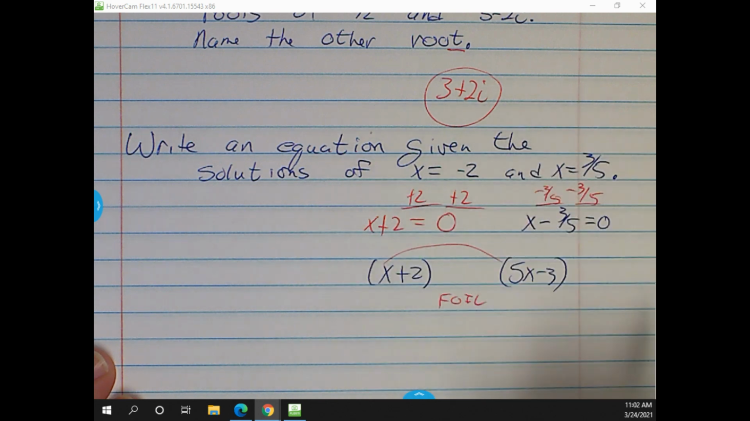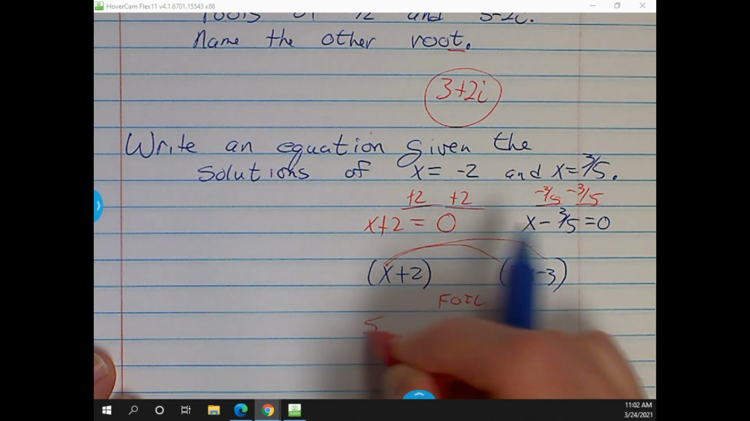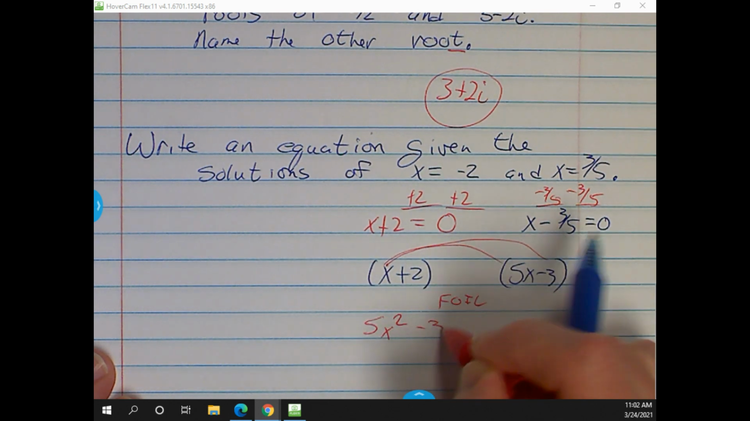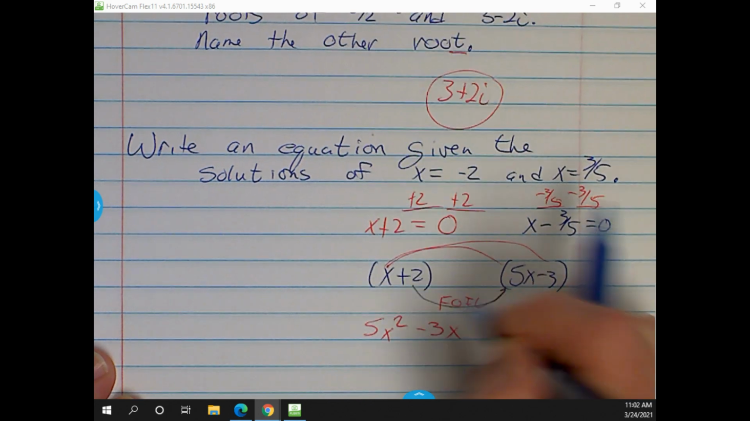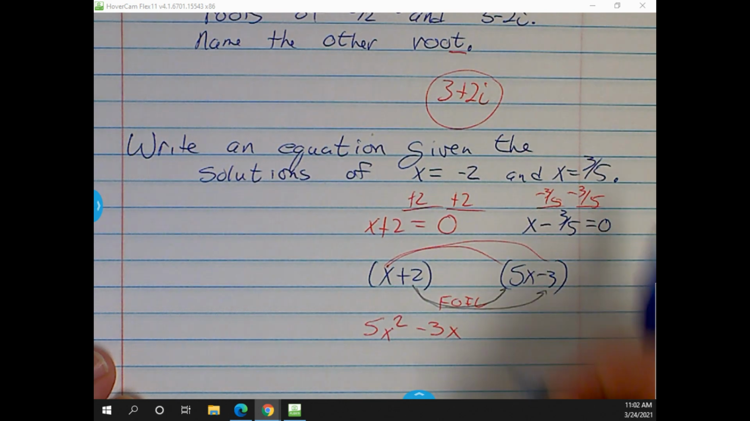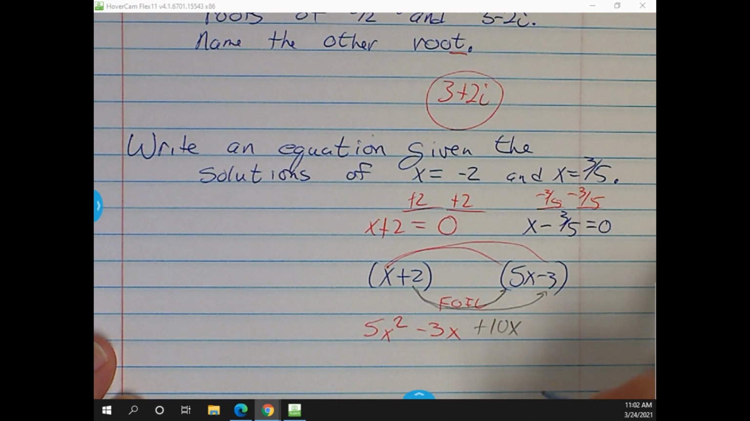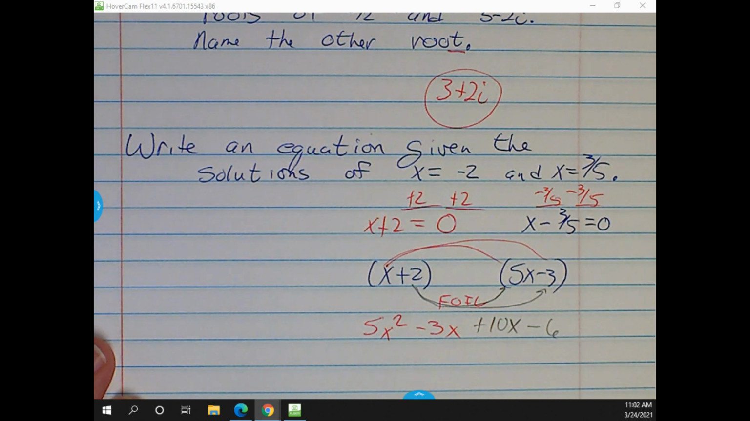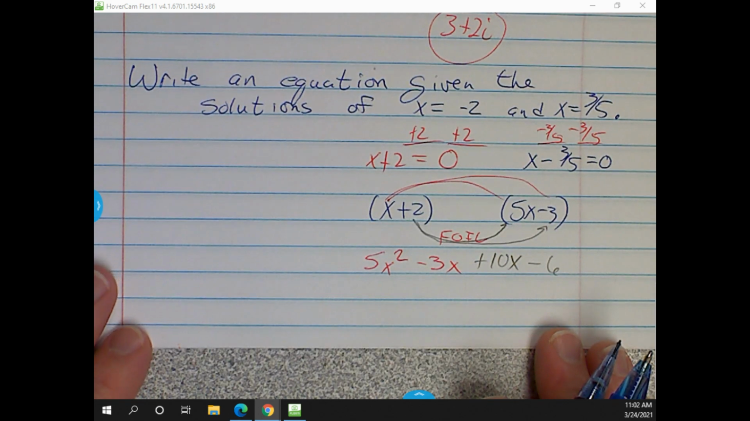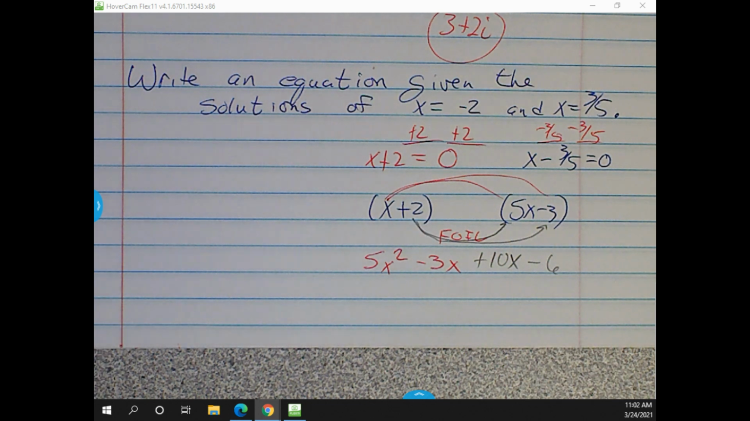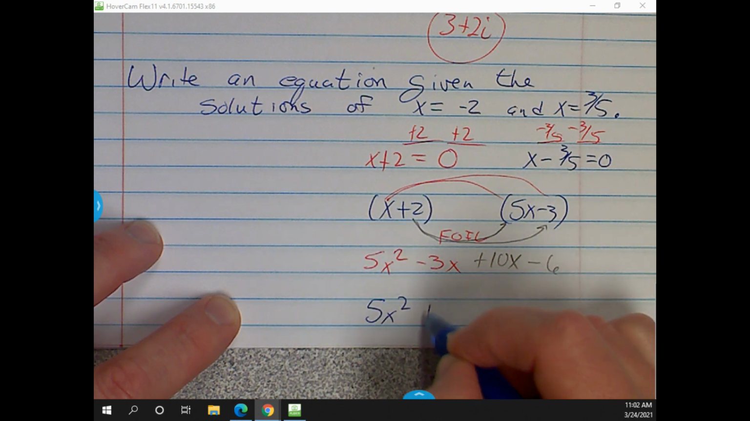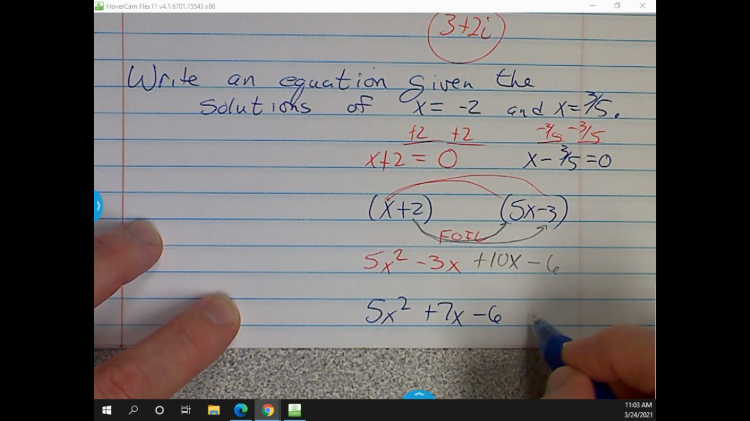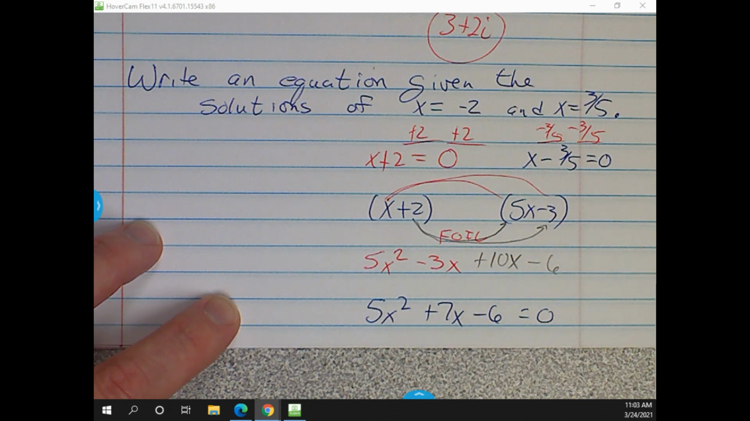So we're going to do x times 5x, and x times -3. And then we're going to do 2 times 5x, and 2 times -3. All right, and just about every single time when we do this one, you can always put these middle terms together. So we have 5x squared, we're going to make that 7x and then minus 6. That's our equation, then we just set that equal to 0.